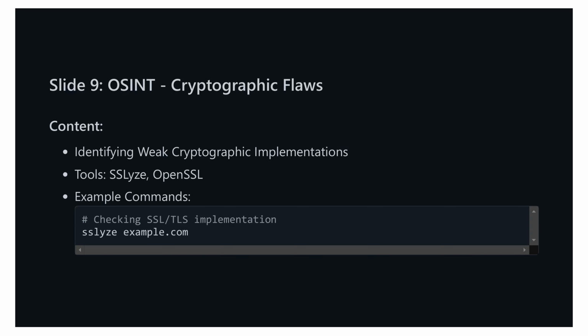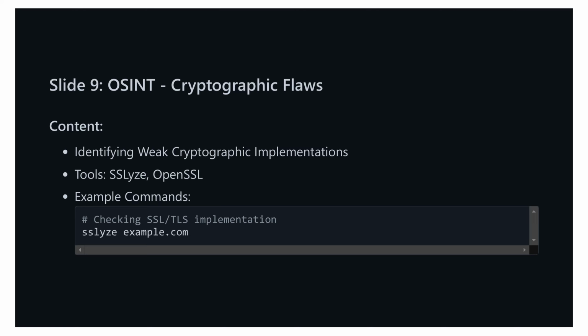All right, continuing from where we left off with leveraging cached pages for information, let's now move on to identifying cryptographic flaws in OSINT. On this slide, we'll discuss how to identify weak cryptographic implementations in various systems. Identifying these weaknesses is crucial because they can expose sensitive data and make systems more vulnerable to attacks. Tools: we'll be focusing on two main tools here, SSLyze and OpenSSL.